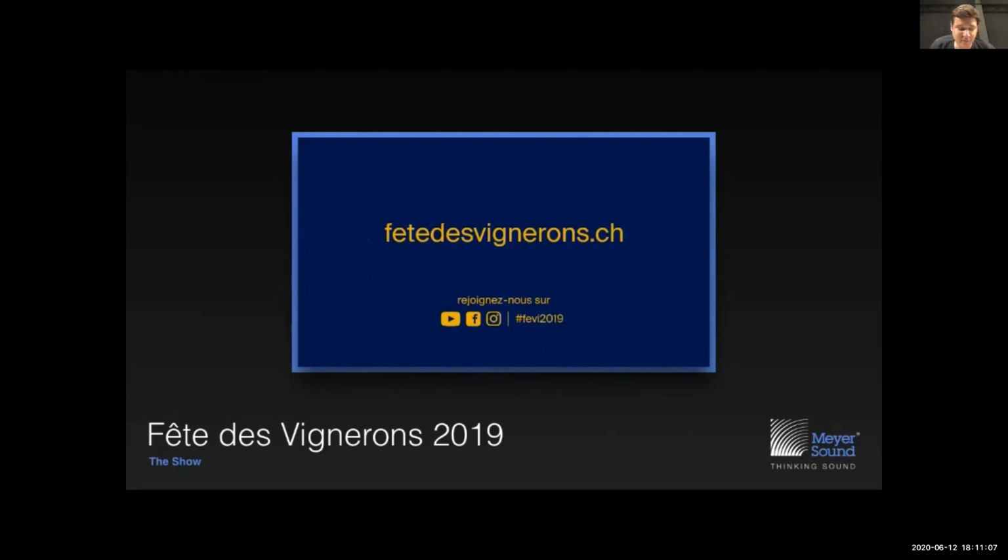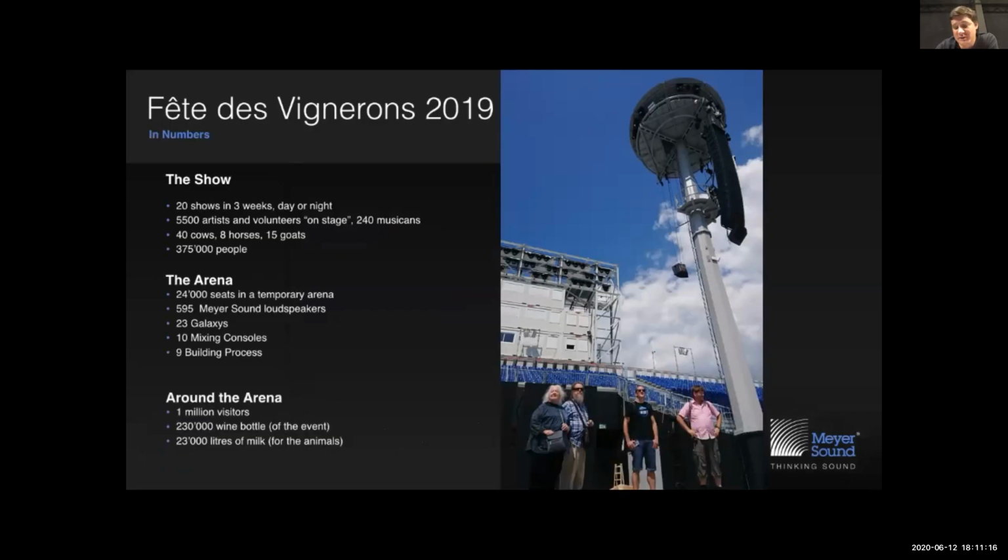So this is a massive show, obviously, as you can see. It's happening every 20 to 25 years. That was the trailer. These are a couple of numbers of the show. It's 20 shows within 3 weeks, and some shows happen during the day and some happen at night, which is more problematic for our friends in the lighting and video department than for us.